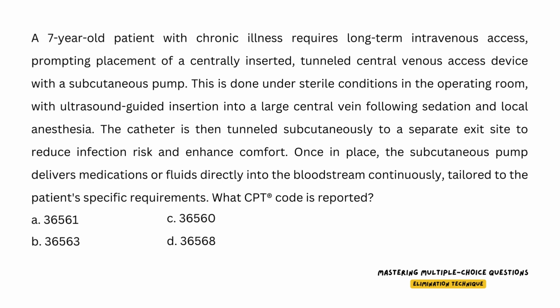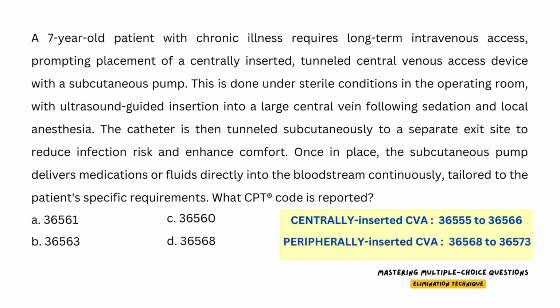Central venous insertion procedures are indexed between those done centrally and peripherally, commonly referred to as PICCs. The range for central insertions runs 36555 to 36566. On the other hand, PICC insertions range from 36568 to 36573. Since it is clearly stated in the scenario that the CVA device was inserted centrally, any code outside of the central insertion range will be incorrect. For this reason, letter D is first to go.